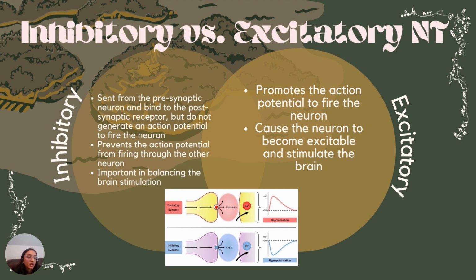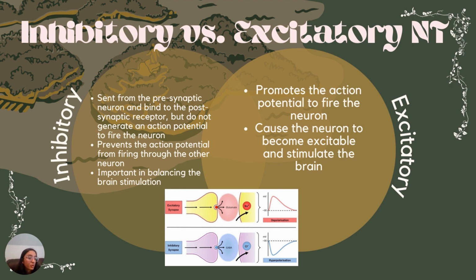Neurotransmitters play a large role in the sending of action potentials. They can be classified as either inhibitory or excitatory. Inhibitory transmitters are sent from the presynaptic neuron and bind to the postsynaptic receptor, but do not generate an action potential to fire the neuron. An inhibitory neurotransmitter essentially prevents the action potential from firing through the other neuron.